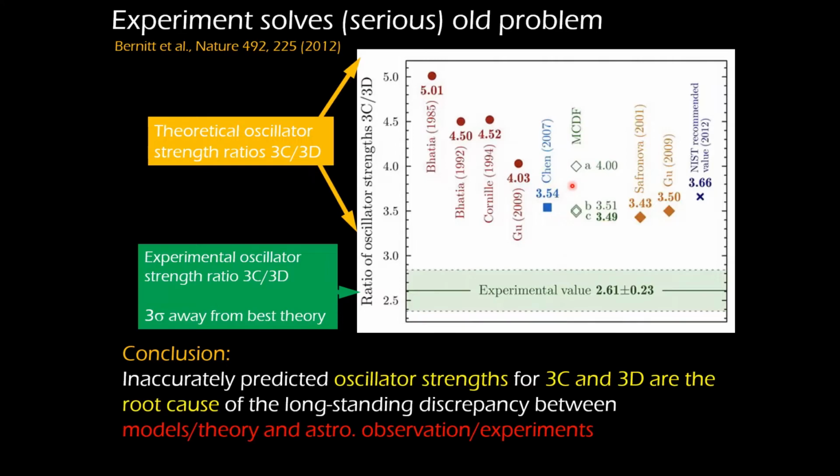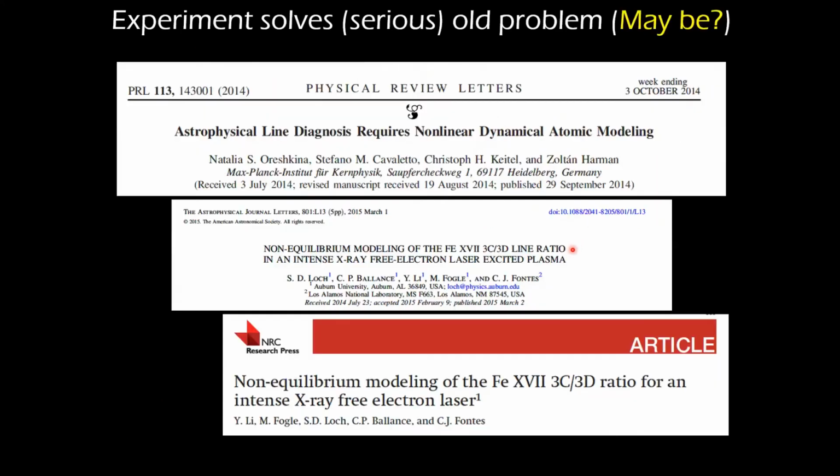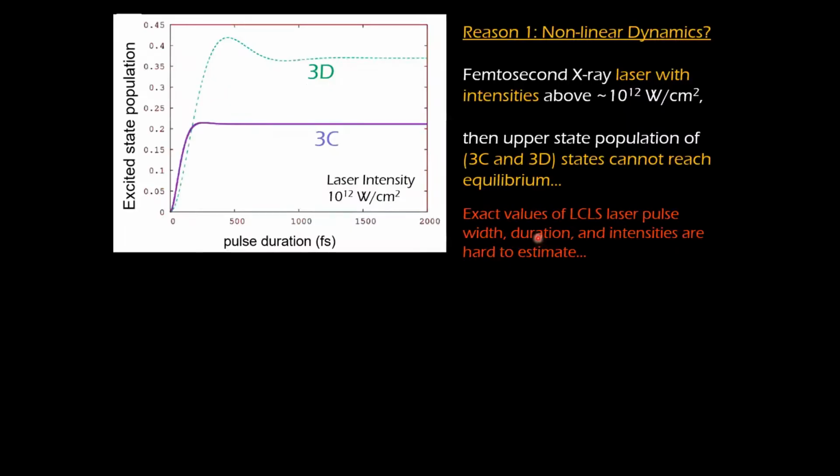the long-standing discrepancy. However, later on, several papers came which objected to our measurement or gave some thoughts on our measurement, and they include two main reasons. One of the main reasons is the nonlinear dynamical effect, which could affect the line 3C and 3D ratio.